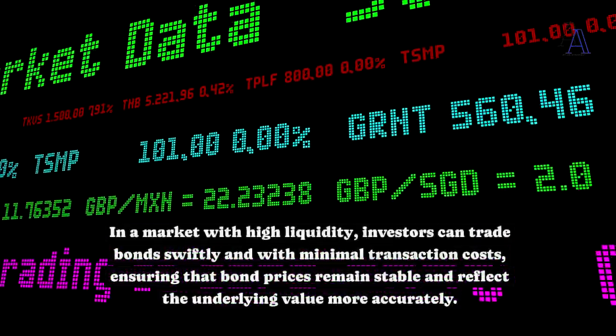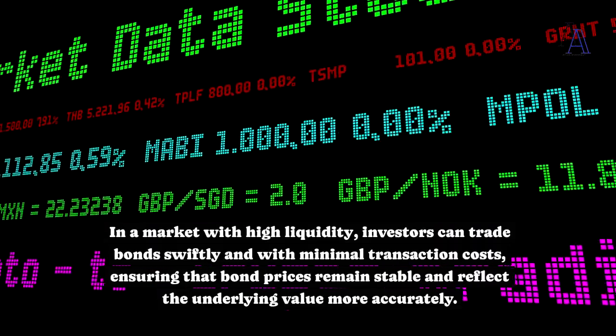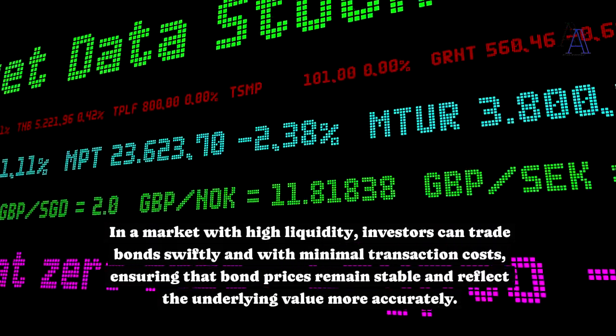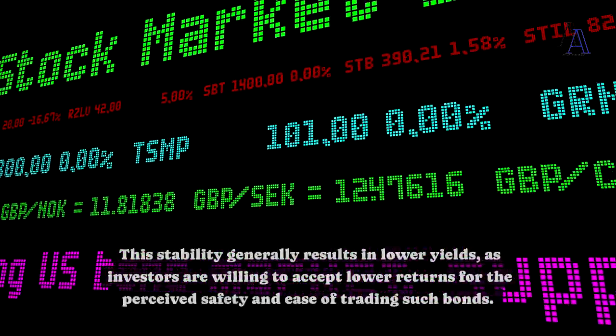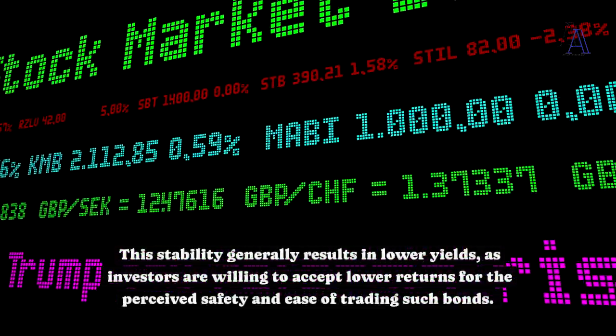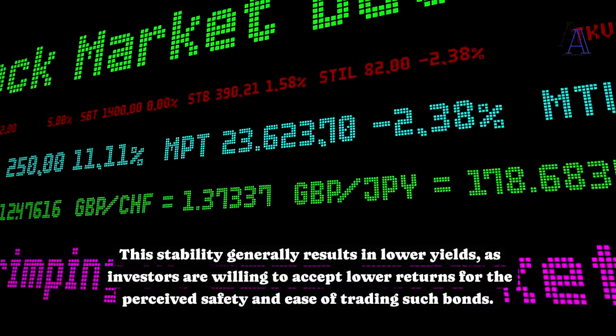In a market with high liquidity, investors can trade bonds swiftly and with minimal transaction costs, ensuring that bond prices remain stable and reflect the underlying value more accurately. This stability generally results in lower yields, as investors are willing to accept lower returns for the perceived safety and ease of trading such bonds.